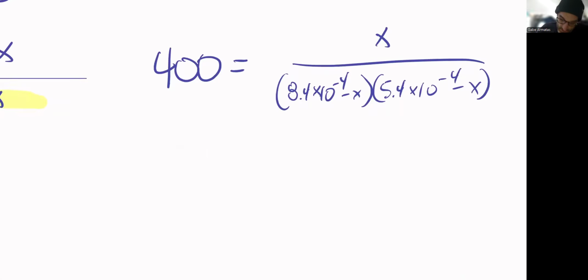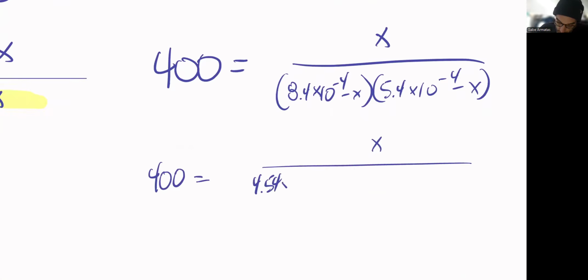So first thing I'm going to do is leave this side alone, and I'm going to just distribute. I end up with 4.54 times 10 to the minus 7. That's 8.4. Again, distribute this, those two, and then finally the x's. Hopefully you know how to do that. Better know how to do that. Minus 8.4 times 10 to the minus 4, minus 5.4 times 10 to the minus 4 and plus x squared.